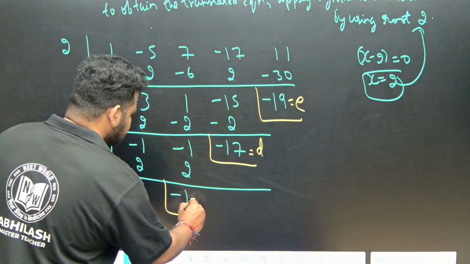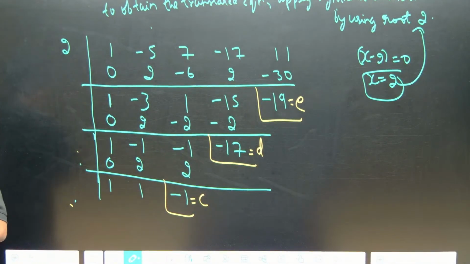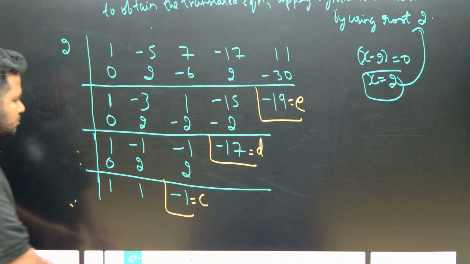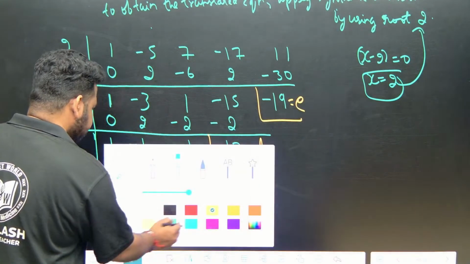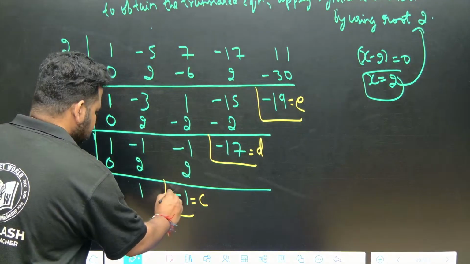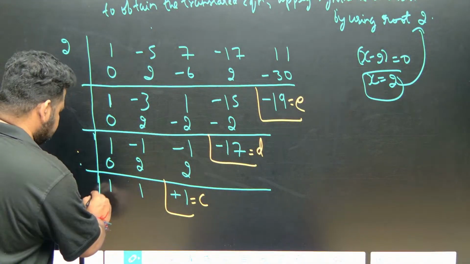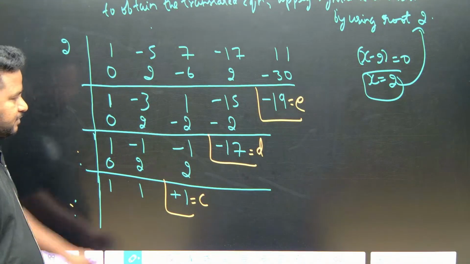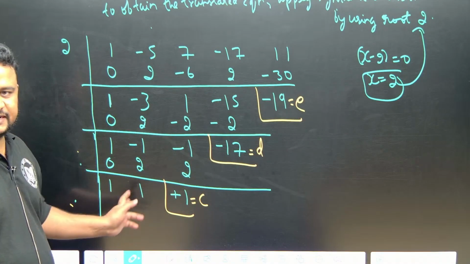Minus 1, this will be equal to C. So this is minus 1, this actually will be plus 1 na? This will be plus 1. Okay, this will be equal to C. Now further we have to continue because we got only E, D, C. We have to get A and B also, correct na?